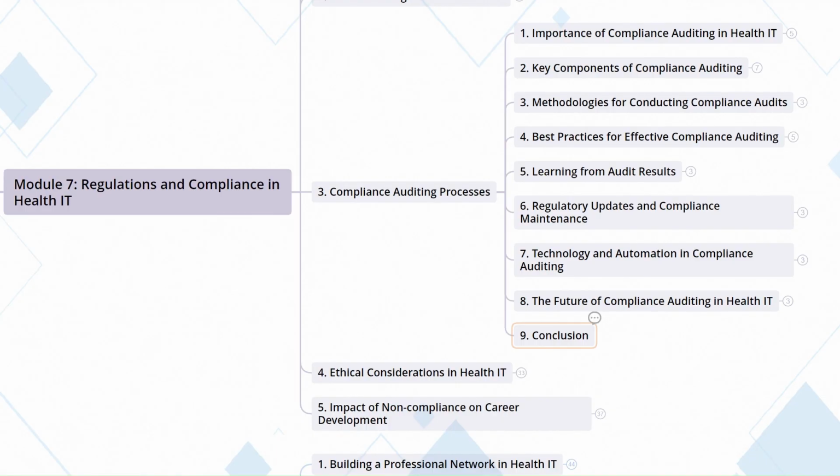By identifying and applying effective audit processes, health IT professionals can play a key role in promoting patient trust, safeguarding health data, and ensuring the ongoing success of healthcare organizations.